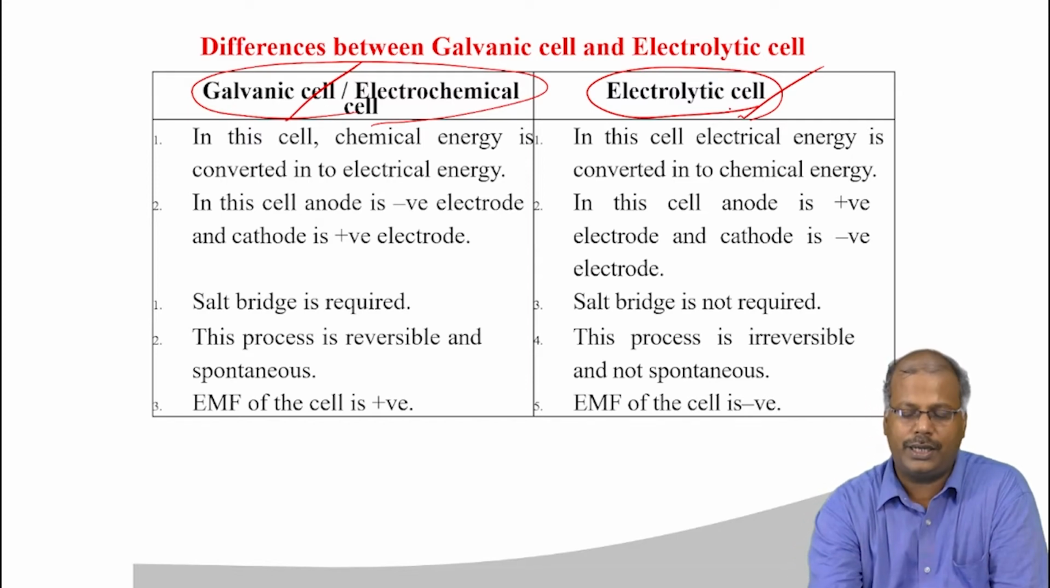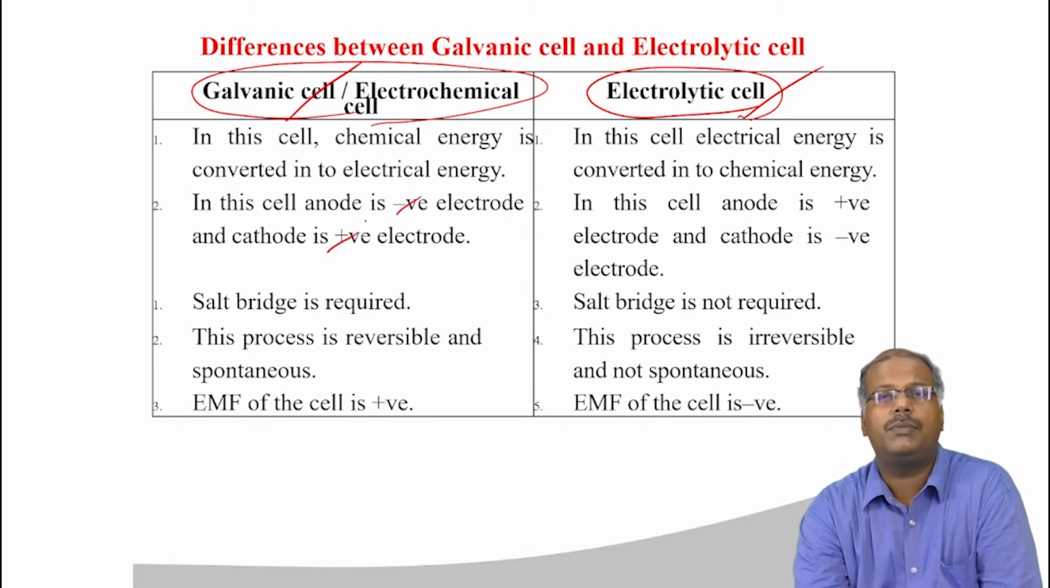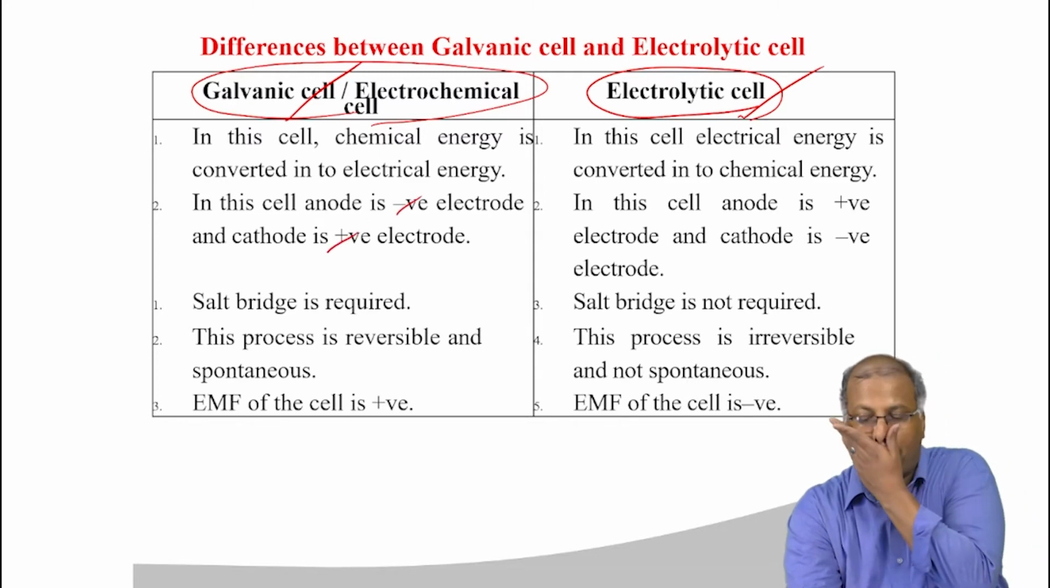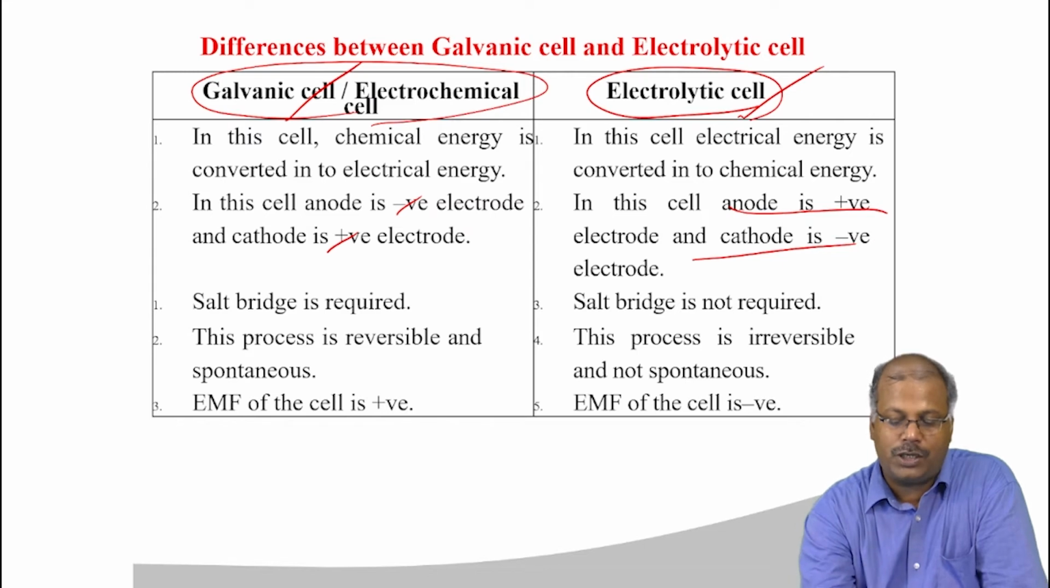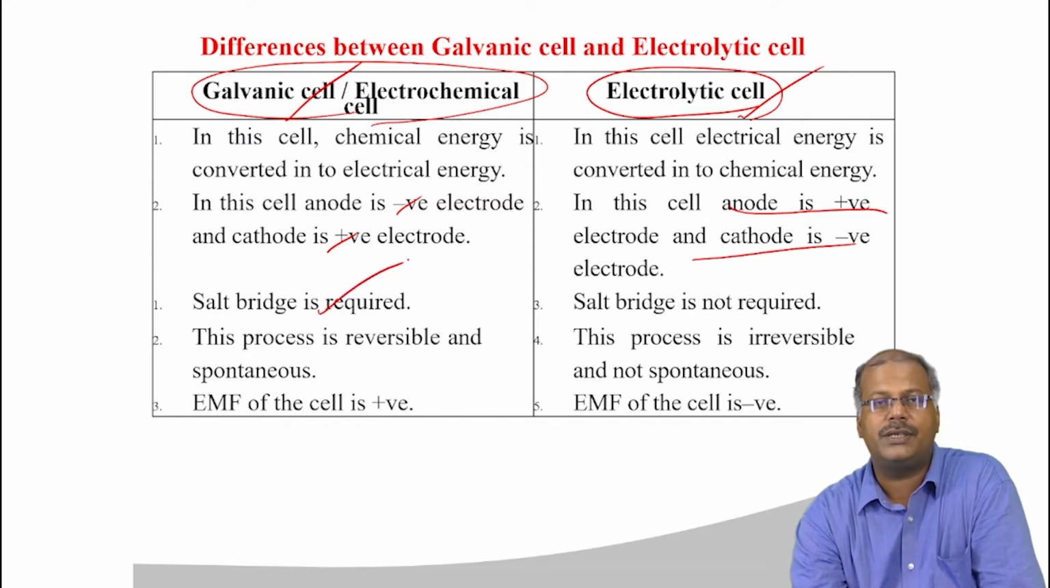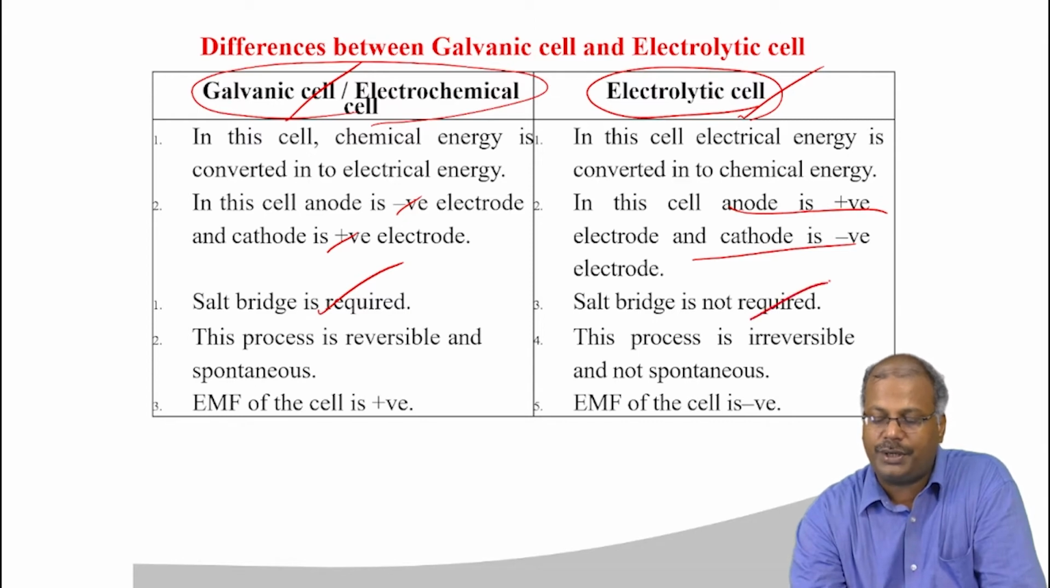Okay, so in an electrochemical cell, the anode is negative and the cathode is positive, whereas in an electrolytic cell, the anode is positive and the cathode is negative, the reverse. A salt bridge is required. We have seen in the previous two examples that a salt bridge is needed, whereas a salt bridge is not required for an electrolytic cell.